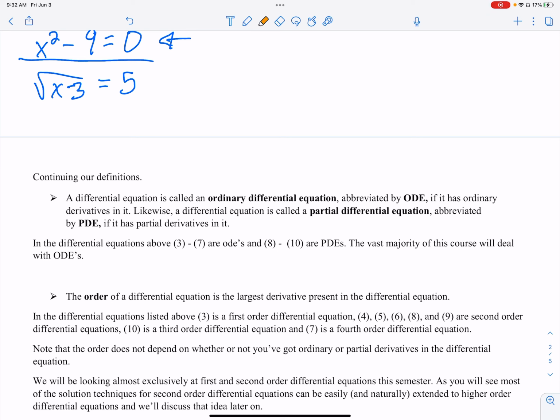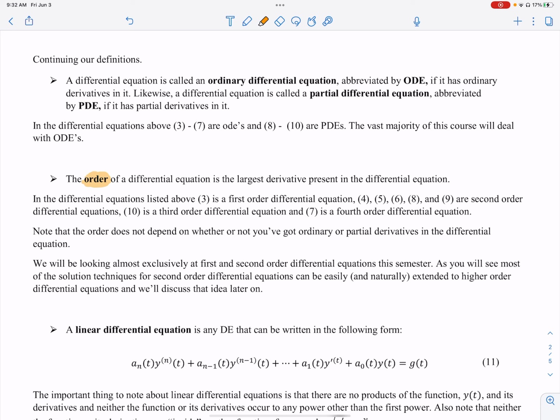Okay, the next thing we're going to define is order. What order means is the largest derivative present, not the largest power, but the largest derivative. And you'll see why I differentiated power and derivative. So if we go back and look, let me erase some of this since I've written all over it. So let's go ahead and look at the order for this stuff.